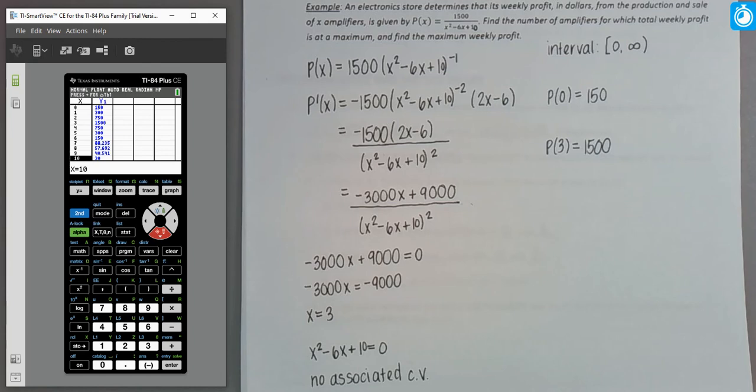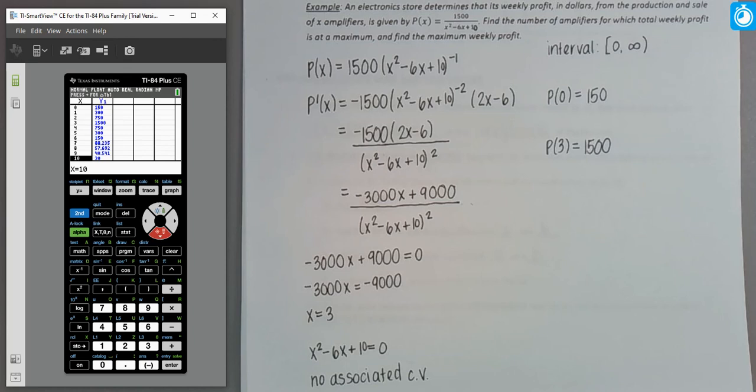Well, another question might be, okay, 1500 looks to be the highest number in this list, but how do we know the maximum doesn't hit somewhere between maybe 2 and 3, or between 3 and 4? Well, again, we have to think about what x means. X is a number of items made and sold. So if we're talking about a fractional x value here, that's like making and selling half of an amplifier, something like that. We can't make and sell half of an item.